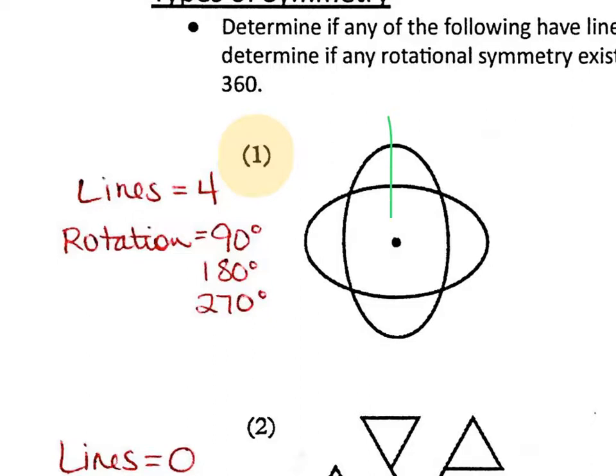So we can go straight down, pretend that this is straight and going through that center dot, straight across. I can also go diagonally in either direction. So those are my 4 lines. Pretend that they're drawn better.